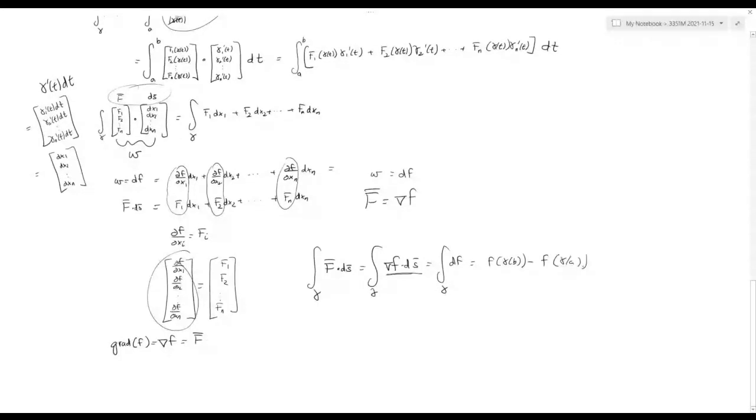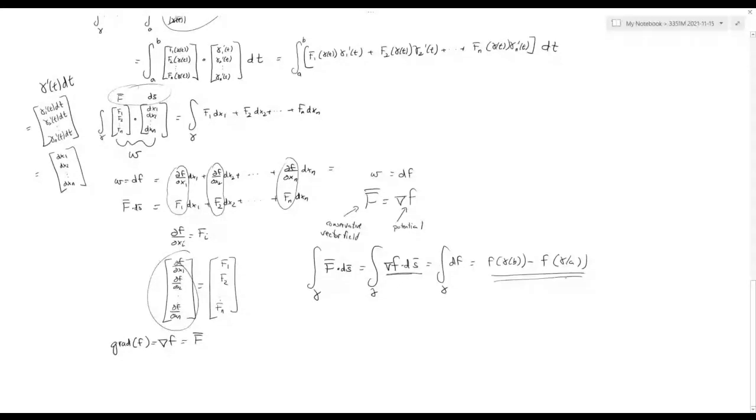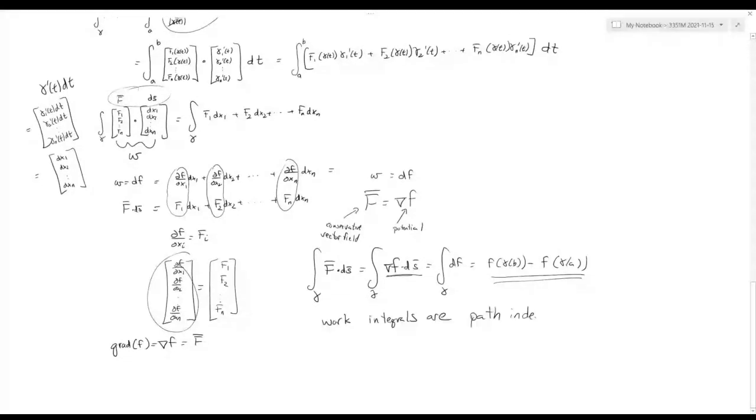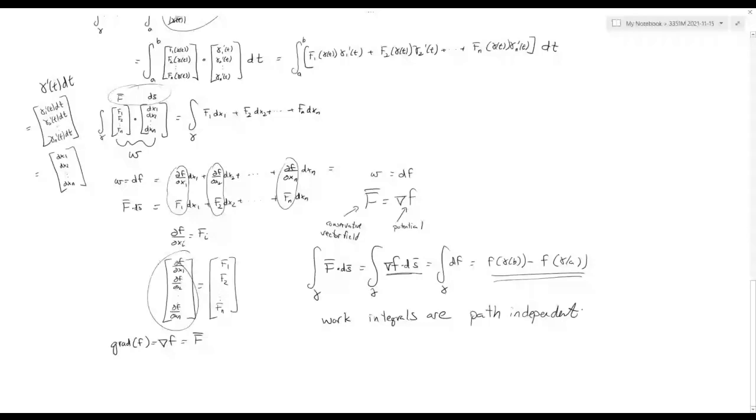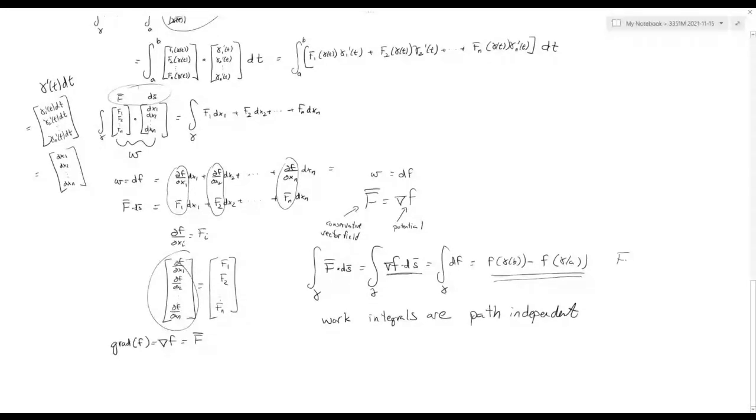And when a vector field is born out of finding the gradient of some real valued function, this function is typically called the potential, and this is called a conservative vector field. Conservative vector fields, you see, are path independent. The work integrals of conservative vector fields, the result just depends on the starting and ending point of your path. And this is from the fundamental theorem of calculus for line integrals.